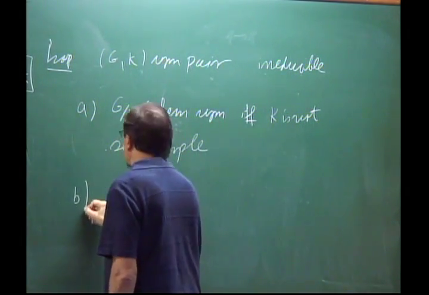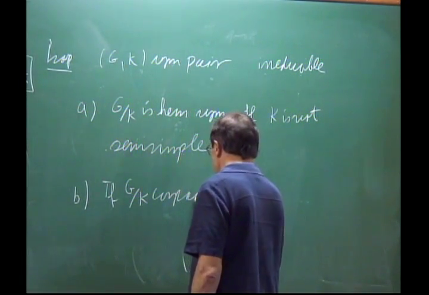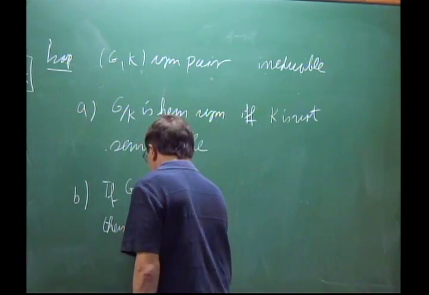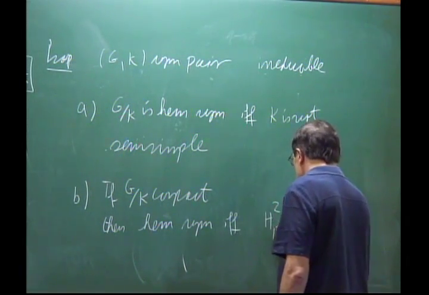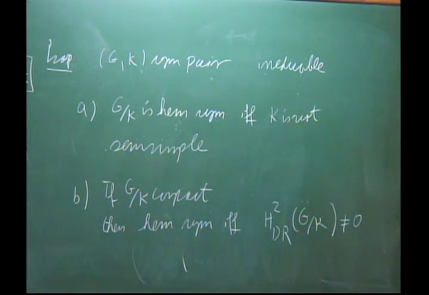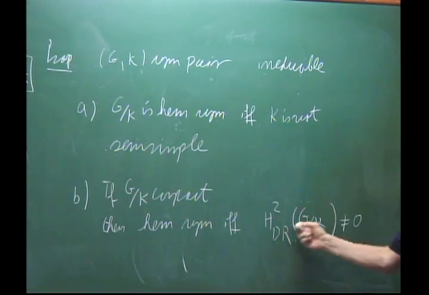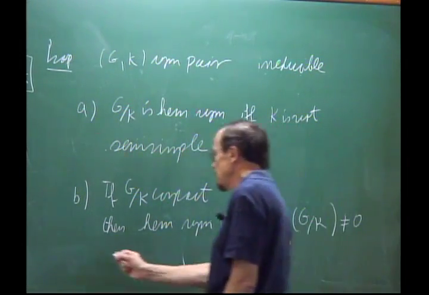So that's one characterization. If in addition G mod K is compact, then it's Hermitian symmetric if and only if the second de Rham cohomology of the manifold is non-zero. Again, that's a natural condition, right? A Kähler manifold is a symplectic manifold. That means the de Rham cohomology class of omega is something non-zero in here, right? So certainly this group must be non-zero for there to be a Kähler manifold which is compact. But that's sufficient. That's all I need to make it into a Hermitian symmetric space.